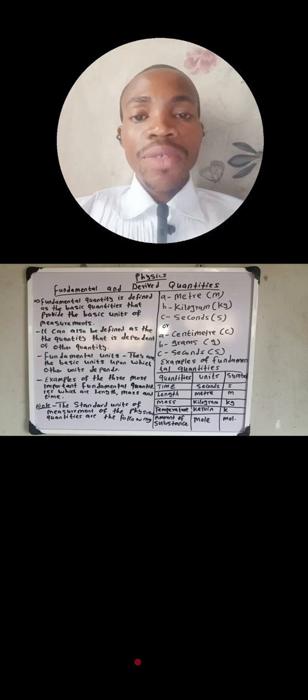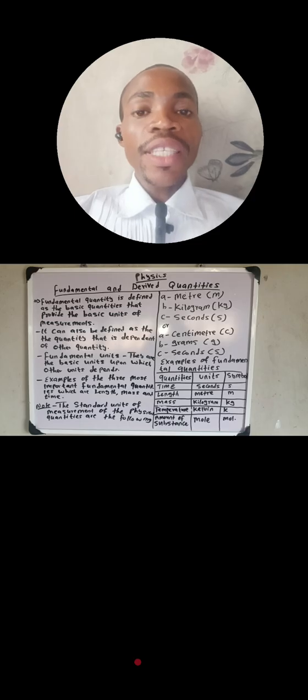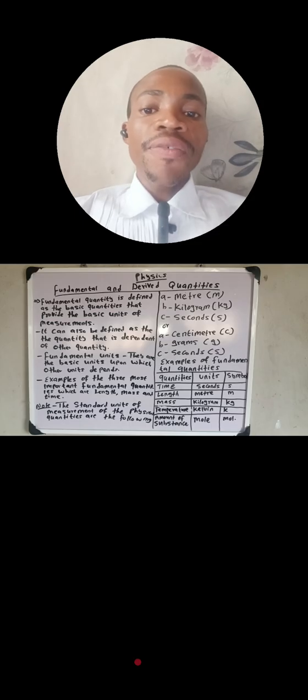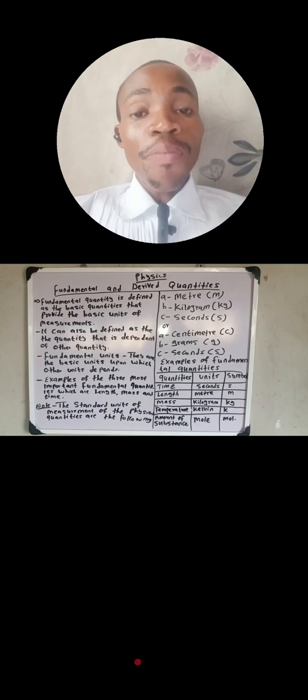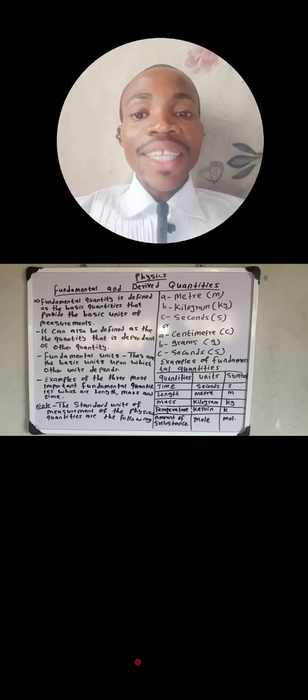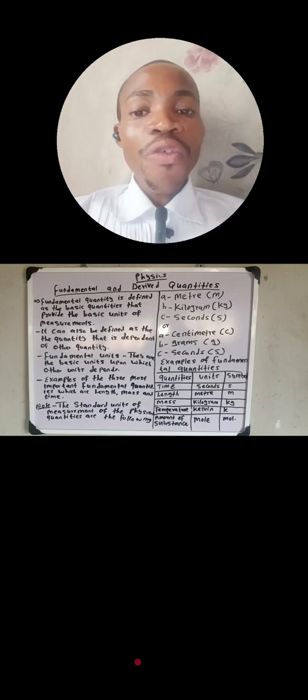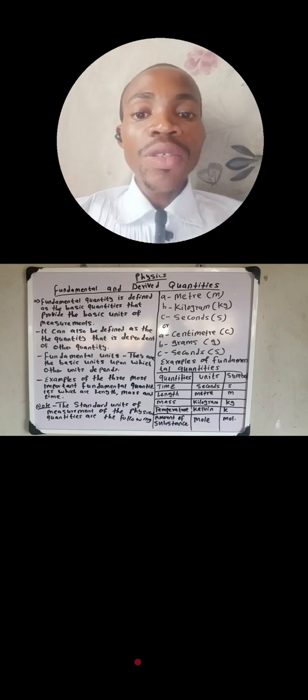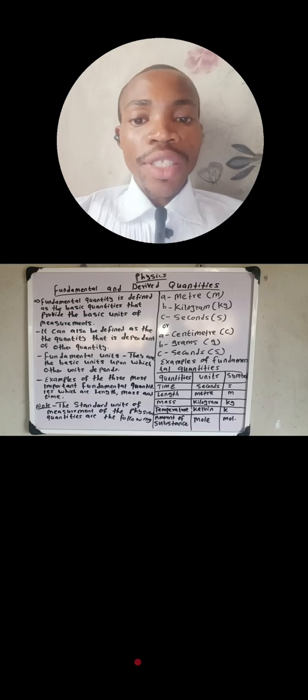We have syllabus from SS1 to SS3. This is from SS1 work: fundamental and derived quantities. Now, what are fundamental quantities? We say that fundamental quantities are defined as the basic quantities that provide the basic units of measurement. It is the basic quantity that provides the basic units of measurement. It can also be defined as the quantities that are independent of other quantities.